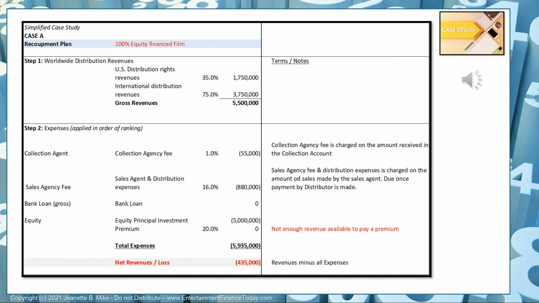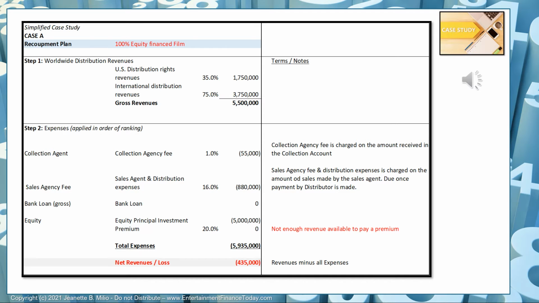So altogether, having paid the equity investor $5 million, having paid the sales agent their sales fee, and having paid the collection agent the collection fee, we are spending $5,935,000 on a film for which we have generated $5.5 million. So clearly, we are already in the loss category because we don't have enough money to pay for these expenses. So right now we're showing a loss of $435,000.